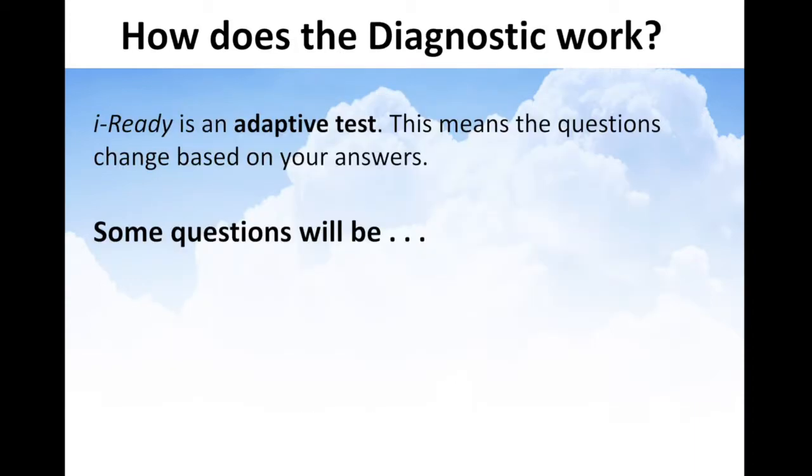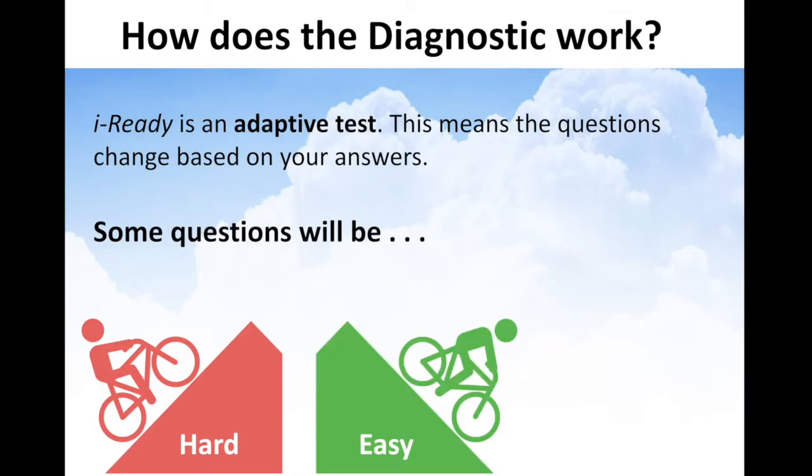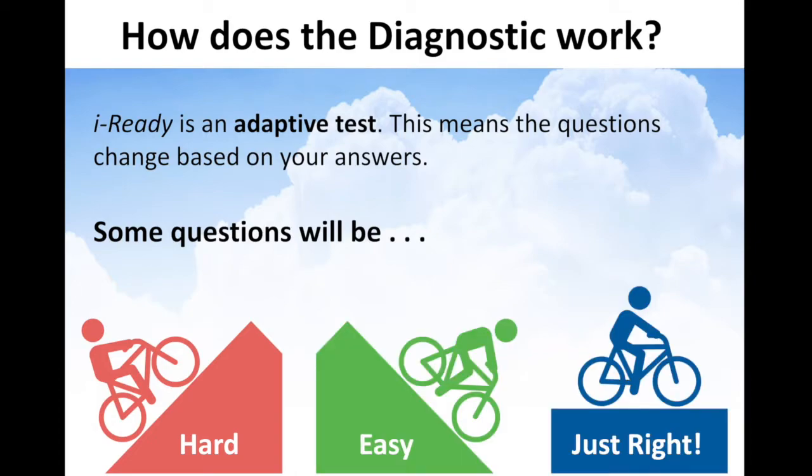So we talked a little bit about this being kind of a Goldilocks test. The fancy word for that is an adaptive test. The questions change based on your answers. Some questions will be hard, some will be easy, and some will be just right. Think of it this way. If it gives you a hard question and you get it wrong, it'll jump down to an easy question, and then it'll zoom in like that. But maybe it gives you what it thinks is going to be a hard question and you get it right. That tells iReady, ooh, maybe I can give them an even harder question. So whichever way it goes, the questions will change depending on how you do.